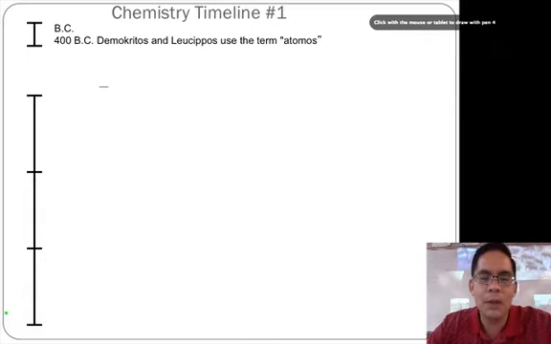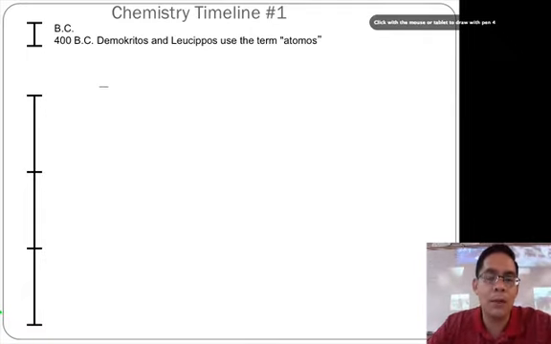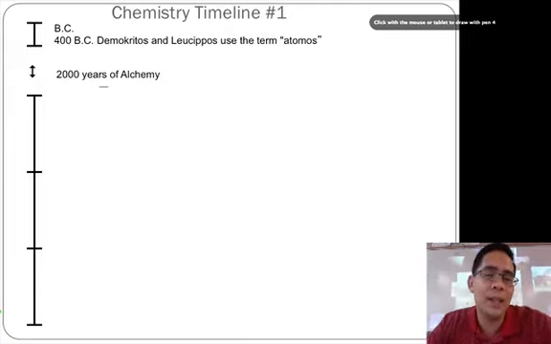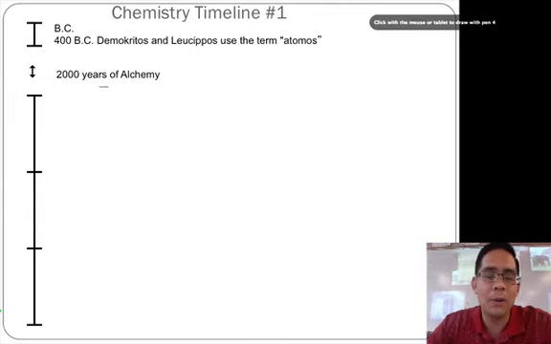So it's from his philosophical talk, which was 400 BC, that then came 2,000 years of alchemy, which is basically trying to create gold out of anything, because gold was so valuable back then. So you had all these guys using chemical technique to try and create gold. Little did they know that was really not very possible. We'll talk about why that's impossible a little bit later.